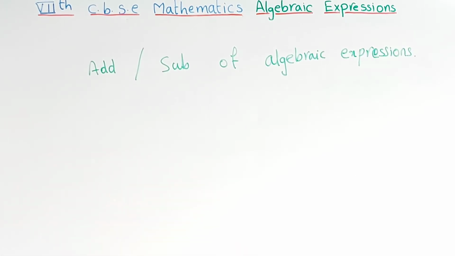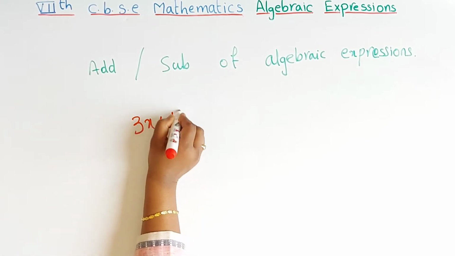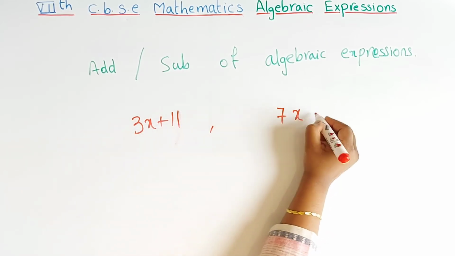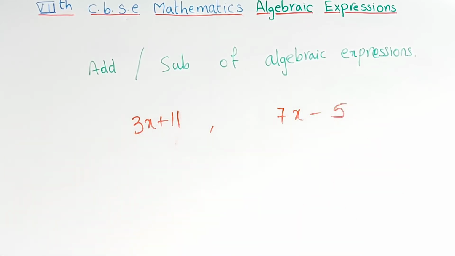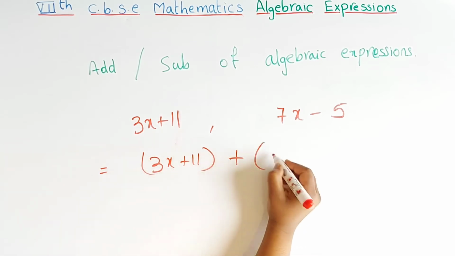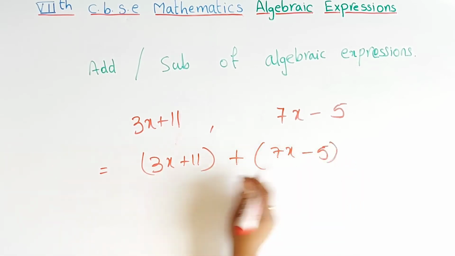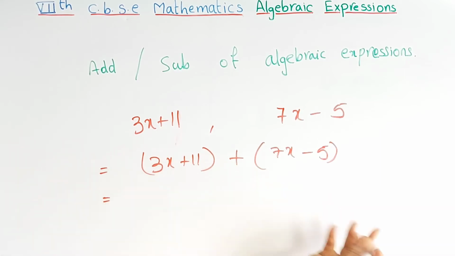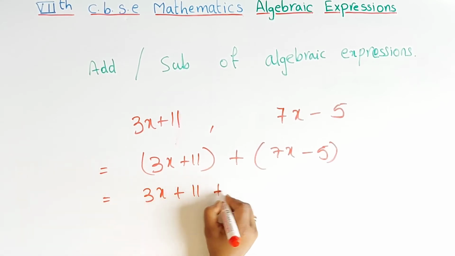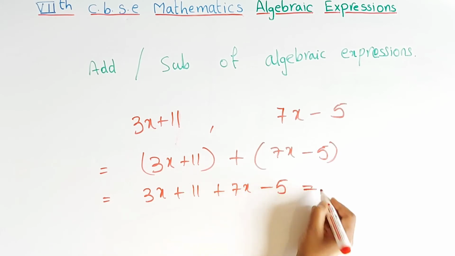Now we'll see addition and subtraction of algebraic expressions, children. Let us take an example. 3x plus 11 is one algebraic expression and 7x minus 5 is another algebraic expression. Now we will add these two expressions. How? 3x plus 11 and plus 7x minus 5. We have to add. Add means plus. You know that, right? Now we will remove the brackets and write it separately: 3x plus 11 plus 7x minus 5. Right, children?